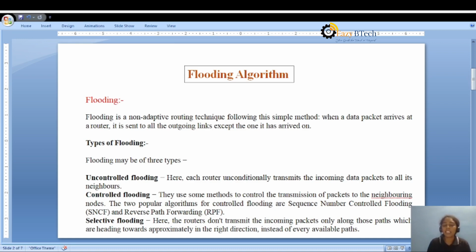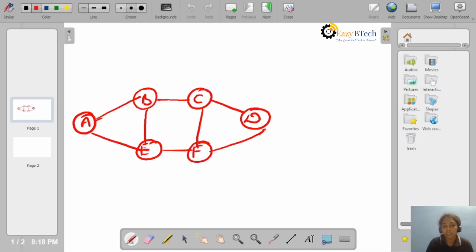So let us consider one example. We will get a clear idea about how the data packet is sent to all the nodes, and how we can eliminate uncontrolled flooding. Let us see one example. Here we have a graph with nodes A, B, C, D, E, F. These are the nodes in the network.